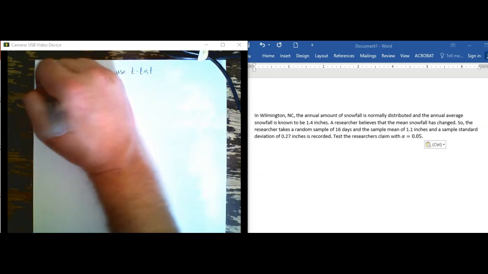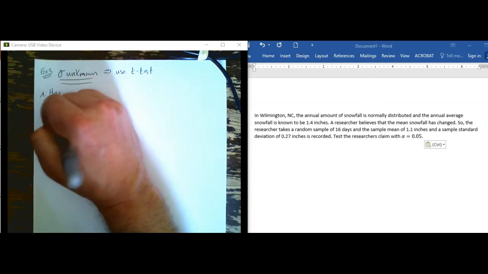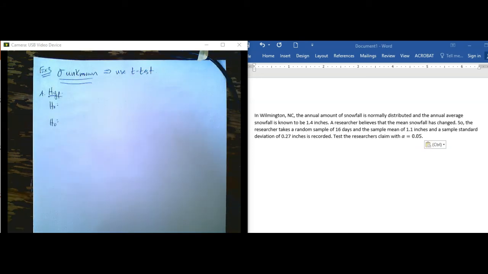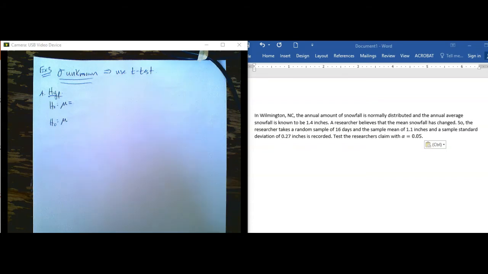All right, so now we can get started. Our part A is our hypotheses. We are doing a hypothesis test for the average snowfall, so we're testing for a population mean. Our null hypothesis is always equal, so what is the population mean here? Going back, the annual amount of snowfall is normally distributed, and the annual average snowfall is 1.4. So this is telling us mu. The sample mean is 1.1, so that's x bar. Make sure you note the difference if it's not spelled out for you. Here, the overall average is 1.4.